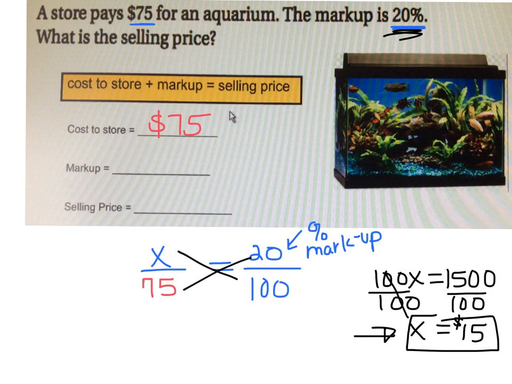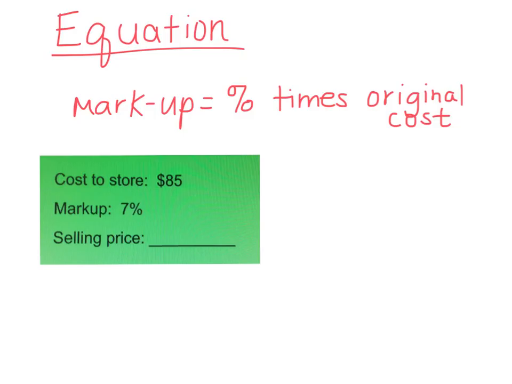So when they sell it to us, or not the bike, the aquarium, they at least have to charge $75. They're going to mark it up $15. So when they sell it to us, we're going to add these two things, 75 plus 15, and they're going to sell it to us for $90 because they have to make a profit. The reason they need to make a profit is they have to pay their employees, they have to make money so that they can keep the store open. All right, so that's how you solve markup problems.